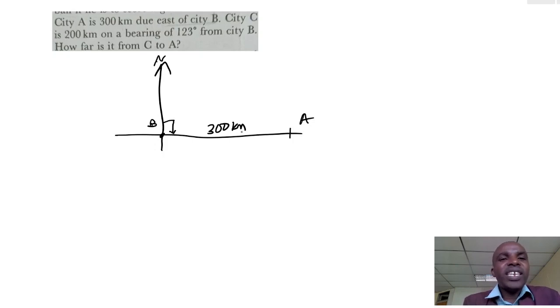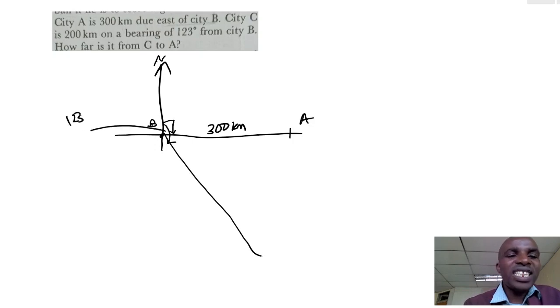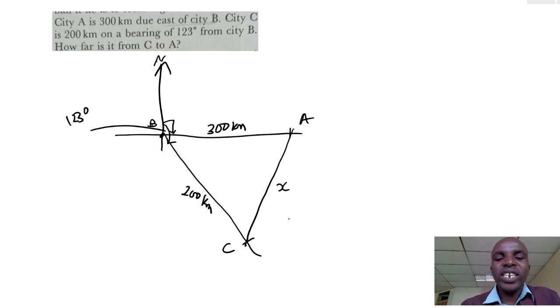Right, the second part, seat C is 200 kilometers on a bearing of 123 degrees from B. It's still from seat B. So the angle from the north is 123 degrees. So it's something like this, and this angle is 123 degrees. So it means my seat C is somewhere here. Then the distance is 200 kilometers, like this. Then how far is it from C to A? This is the distance that we're looking for, I can call it X.